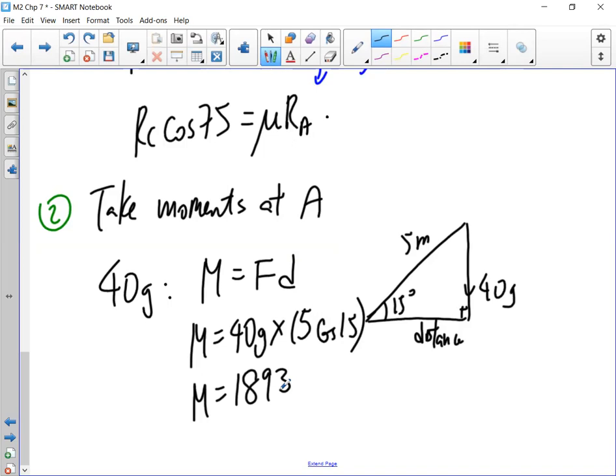If you don't know how to store it, make sure you ask the teacher. You should know by now. 40 times 9.8 times 5 cos 15, that's 1893. So I'm going to store it in A. That's A. Next, so I've done 40G.